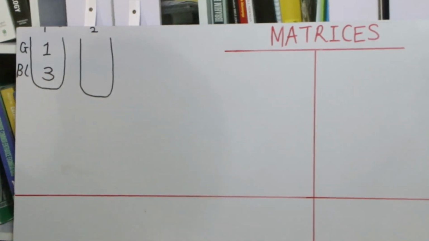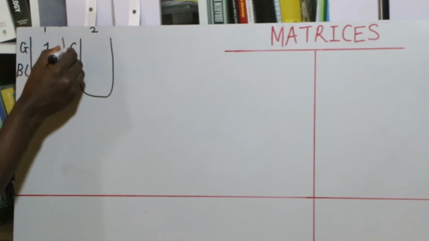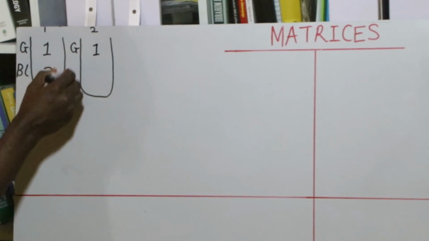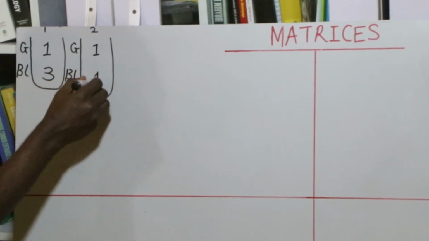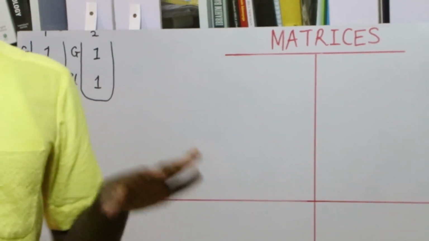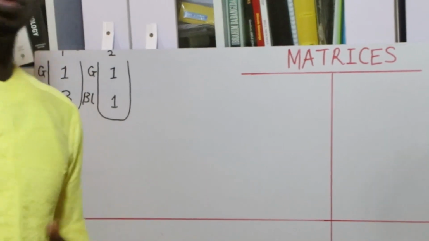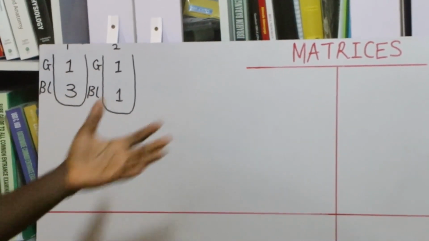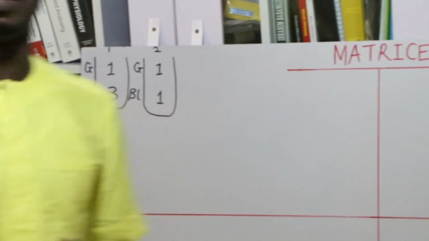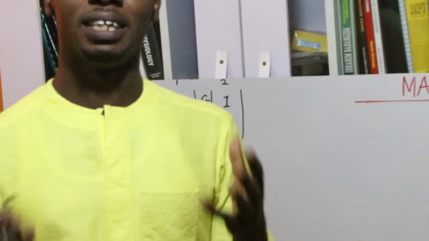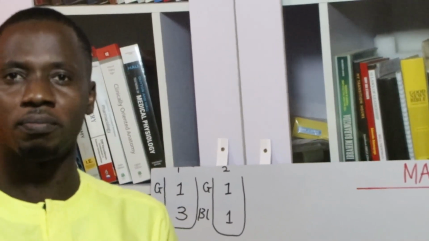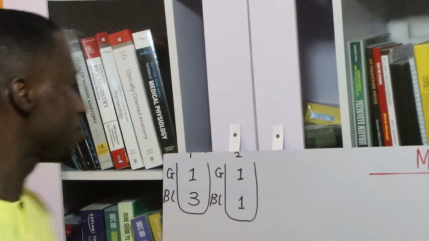Now in beaker 2 we have also one green marker and one blue marker. Okay, so this is one way of representing the information I have in these two beakers on a piece of paper. But matrix does better. Matrix will interpret this information in a very shortened form. Let me show you how matrix does it.